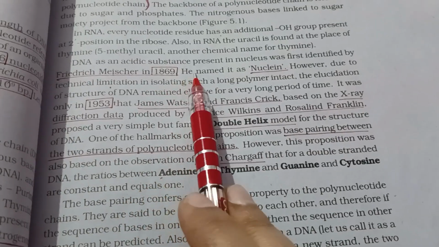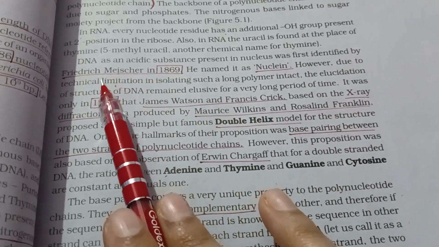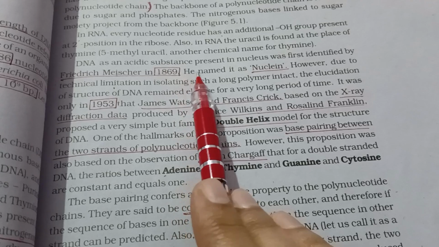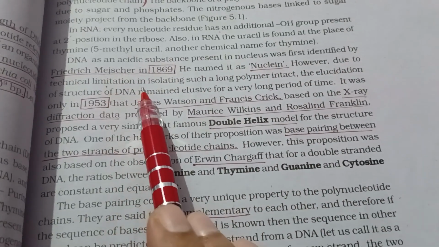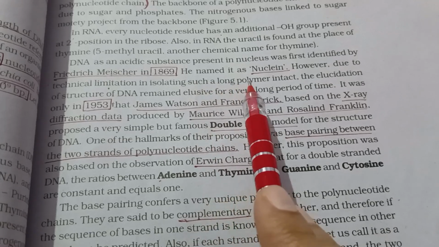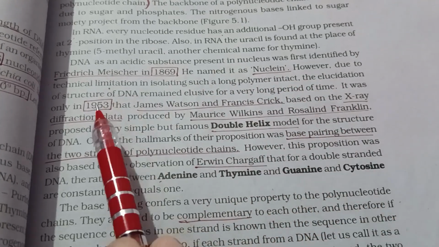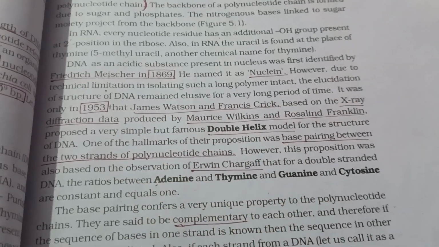DNA acts as an acidic substance present in nucleus was first identified by Frederick Miescher in 1869. He named it as nuclein. However, due to the technical limitation in isolating such a long polymer intact, the elucidation of structure of DNA remained elusive for a very long period of time.